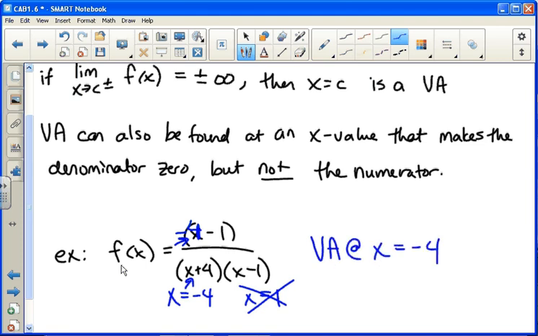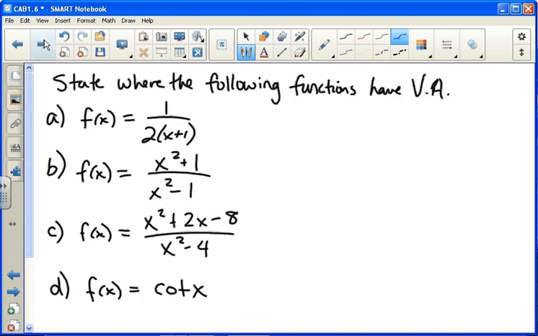Another way to look at it is if it makes the denominator 0, but you can't cancel that term out, then that's going to be a vertical asymptote. So pretty much with these rational functions, the ones that are big fractions, you either have a hole, in which case you can cancel it out, or you have a vertical asymptote, in which case you cannot. So let's look at these and see if we can find their vertical asymptotes.